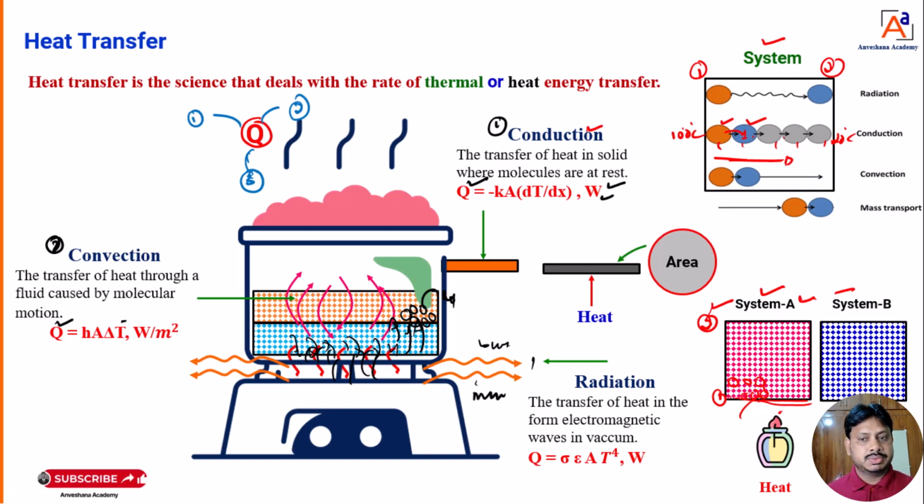That type of heat transfer we are going to call radiation heat transfer, dear students. That radiation heat transfer can be calculated with the help of an equation, that is Q is equal to sigma into epsilon A T to the power of 4. The unit for heat transfer is watt. So these are the modes of heat transfer, but again in detail I am going to discuss conduction, convection and radiation in an upcoming chapter.